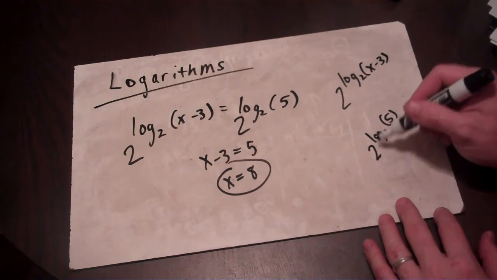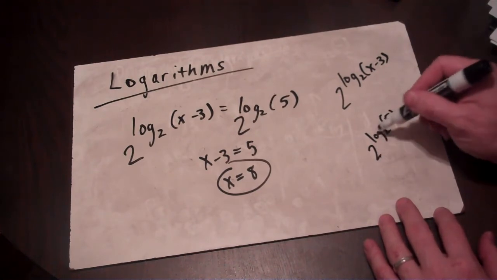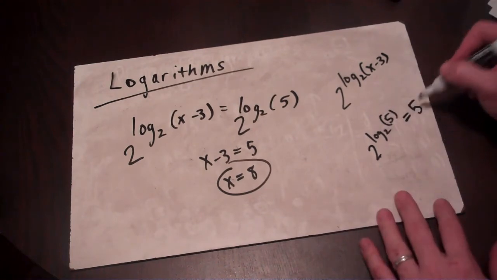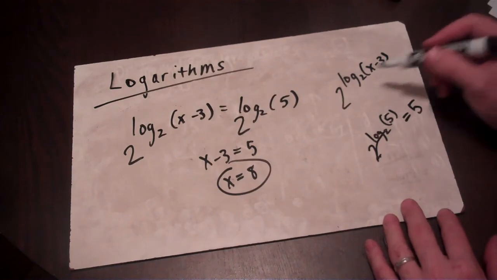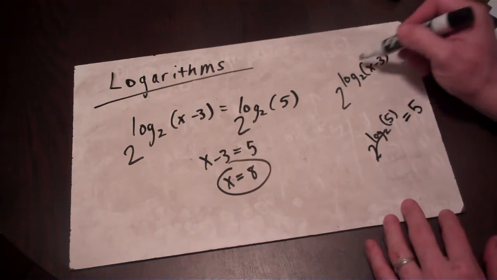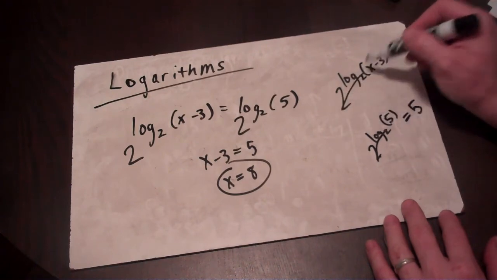Now take 2 to that power. But 2 goes to that power to make 5, so if 2 goes to that power, it's going to make 5. Essentially what it does is it gets rid of the log. Same thing here. Log base 2 of x minus 3 is the power that 2 goes to make x minus 3. Now take 2 to that power, so you're going to get x minus 3.